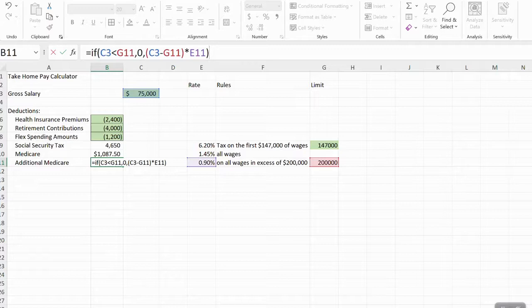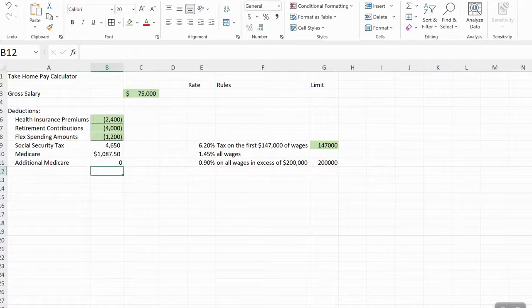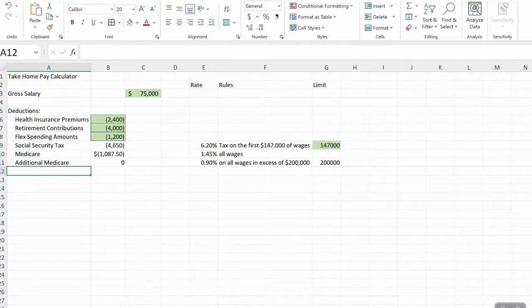So essentially what I said is if C3 is under 200, it's 0. Otherwise, in other words, if it's greater than 200, then I want to take the amount that's greater than 200, so my salary in excess of 200, times the tax and include that as well. Okay. One other thing I need to do is make these all negative because these are all taxes. So we've gotten through our 3 types of FICA taxes that we need to consider.